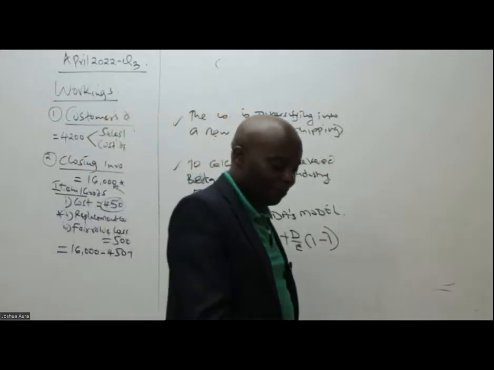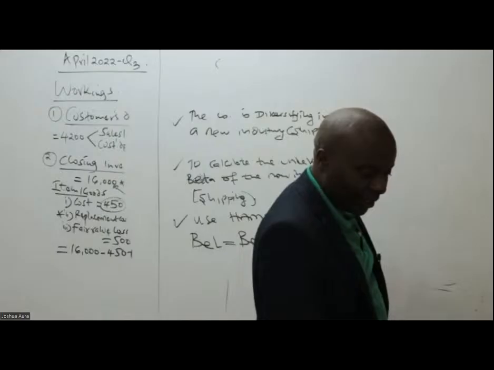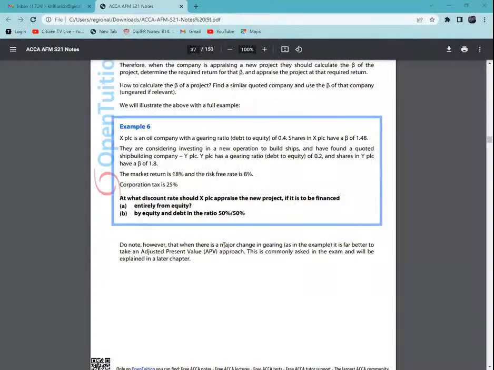Now come here. Slowly. These are those things that, if you know them, you will know AFM very well. Without knowing them, it will trouble you a lot. Now, XPLC is an oil company with a gearing ratio, debt to equity, of 0.4. Shares of this XPLC have a beta of 1.48. So the beta of this company here, 1.48, is irrelevant.